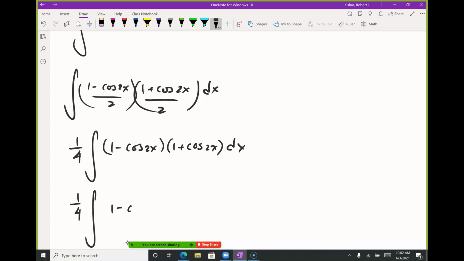So I get 1 minus cos squared of 2x. Make sure you're with me there. Make sure you agree with all of that.